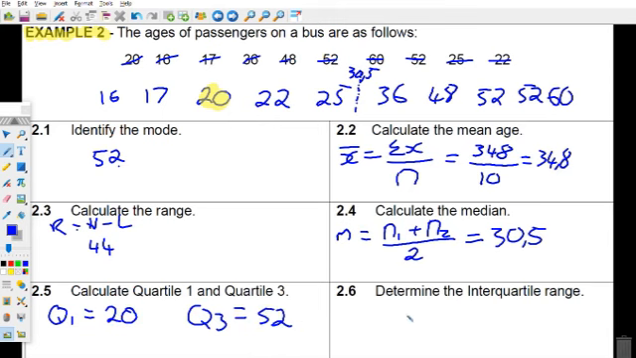Okay. So determine the interquartile range. So now we know what a range is, but now we want the interquartile. So we want the range between the quartiles. So the interquartile range is just going to be Q3 minus Q1. Now, don't learn this as a formula. Don't learn the formulas. Just know what interquartile range means. Because if you learn formulas, that's when things go haywire.